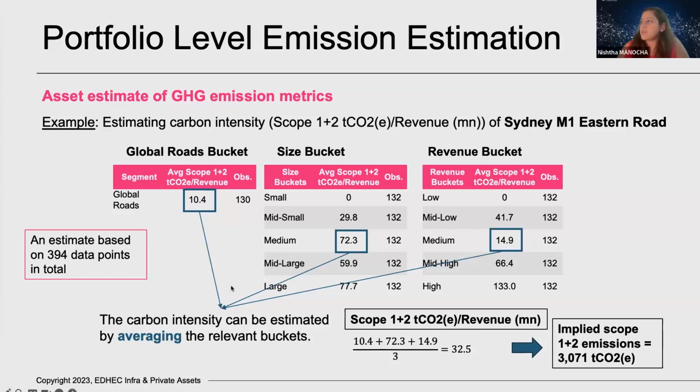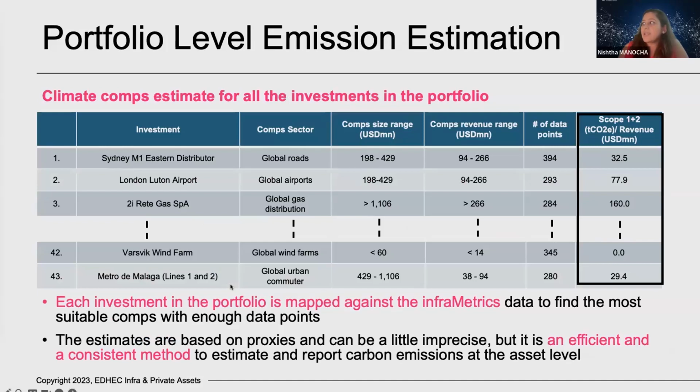And once you start putting this company in the context of these 3 buckets, you soon realize that from our Inframetrics data set, we have about 394 data points that can be used to build this proxy. So using that, averaging it out, we come to the conclusion that this road has an implied emission of 3,071 tons of carbon. Now, how good or bad is it? Let's see. I showed you how this goes through the first example, the Sydney M1 Eastern, and we can do this for every single asset in a portfolio.